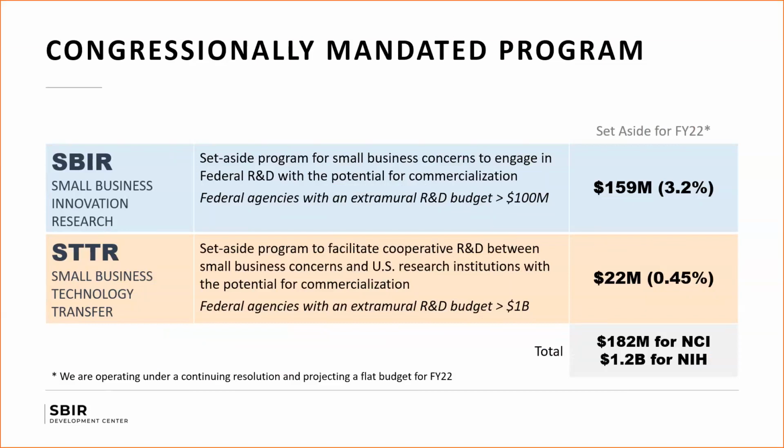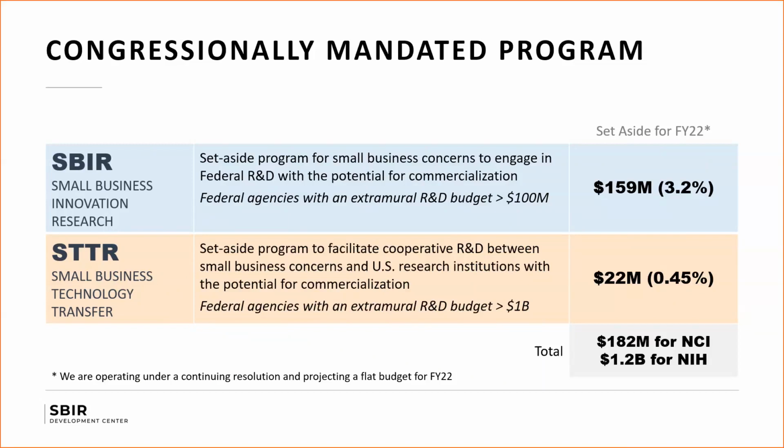The SBIR program is a set-aside of 3.2% of the NIH's budget. This is separated by institute. So the NCI sets aside 3.2% of its budget to fund through the SBIR program, which in fiscal year 22 was about $159 million. The sister program, the STTR program, and I'll go into the differences a little bit later, is a smaller set-aside, 0.45% of the budget. So at NCI, it's $22 million.